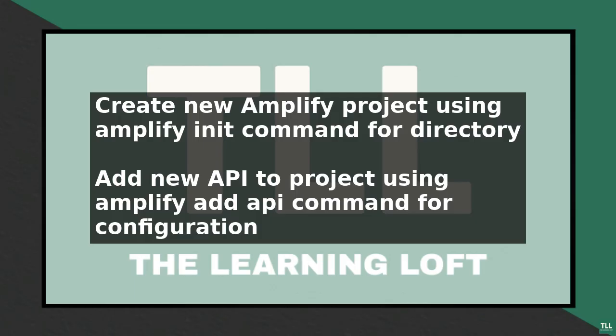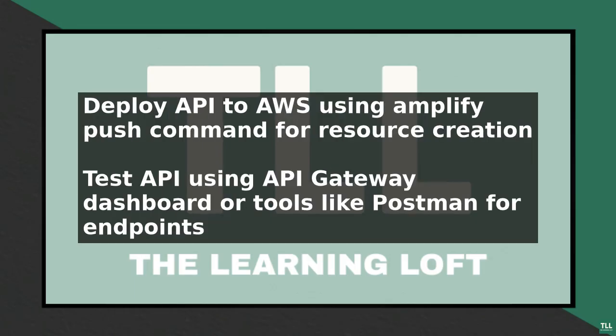Navigate into the project directory and run the command amplify add api to add a new API to your project. When prompted, choose the REST API option and follow the prompts to configure your API. You will need to specify the API name, description, and authorization type. For authorization, you can choose from options such as API key, Amazon Cognito user pool, or Amazon Cognito identity pool.